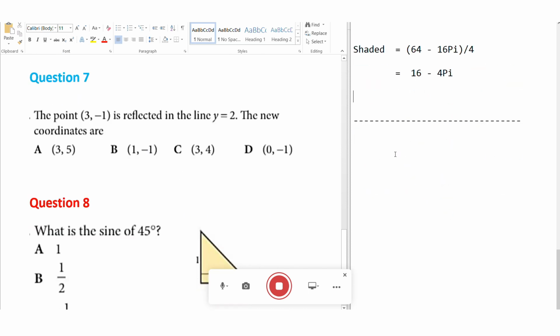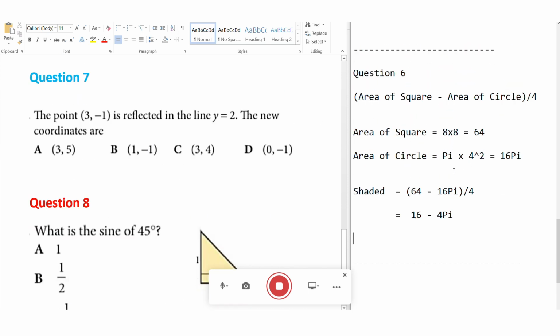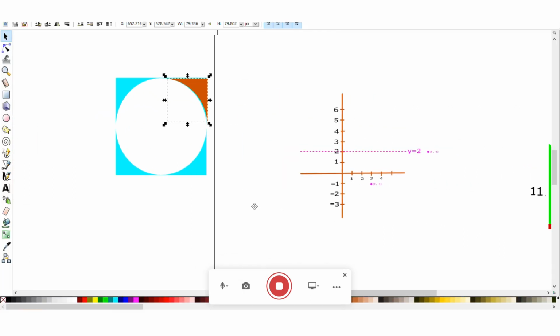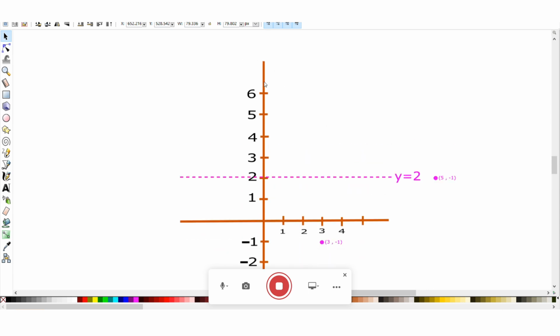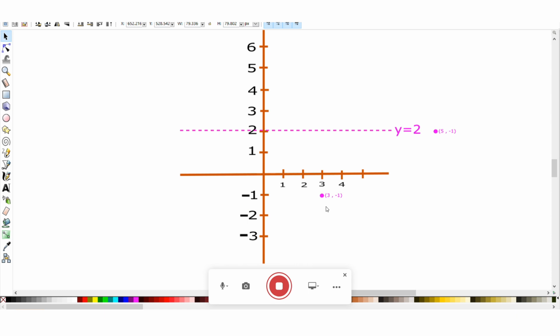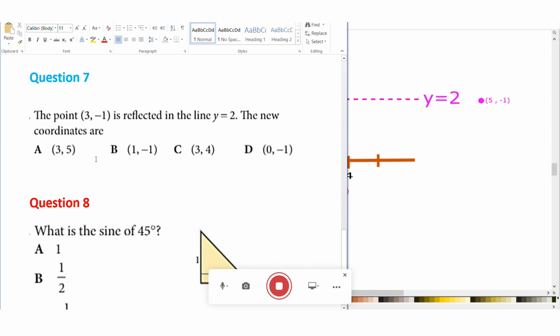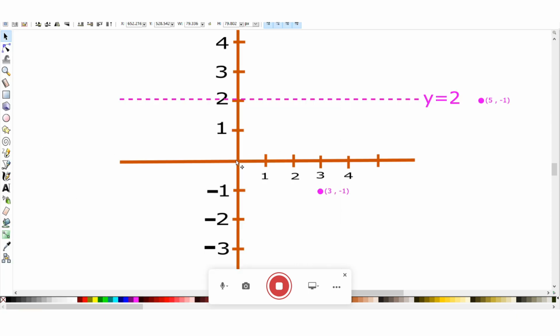Question 7. All right, so this one here. There's a point (3, -1) that is reflected in the line y equals 2. What would be the new coordinates? All right, I prepared a graphic for this one. So here we have an x and a y axis. Here's your x, obviously, and the vertical one is your y. So there's a point (3, -1). That's what they said. So (3, -1) is this pink dot here.